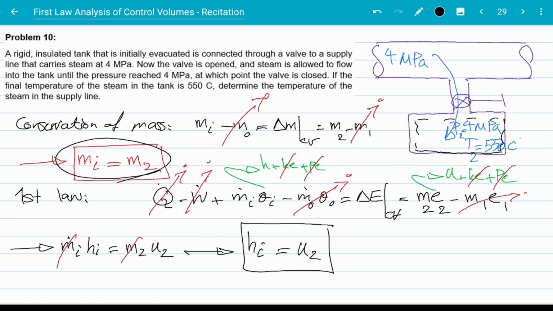Now, h_i I have no idea. I only know that the inlet has 4 megapascals of pressure. I don't know anything else. So there is no way for me to find h_i. u2, on the other hand, is something that I can work with. I know both the pressure and temperature at the final state. I can use the tables to find u2.